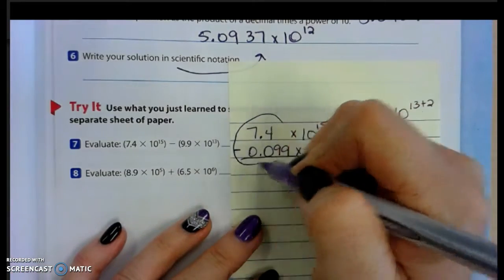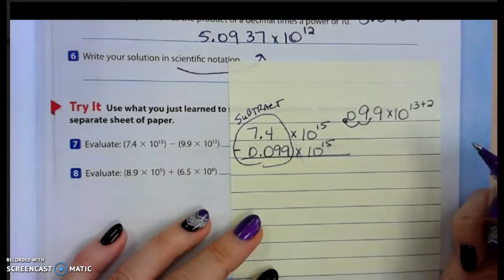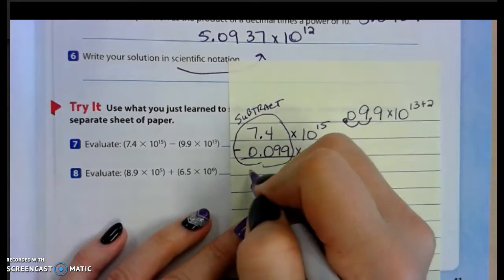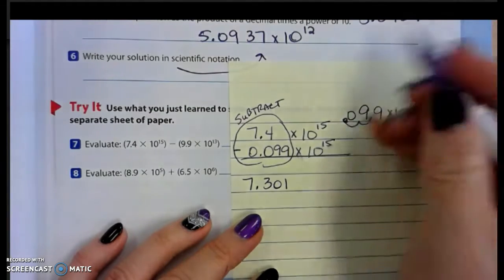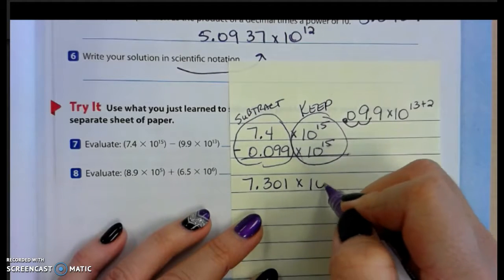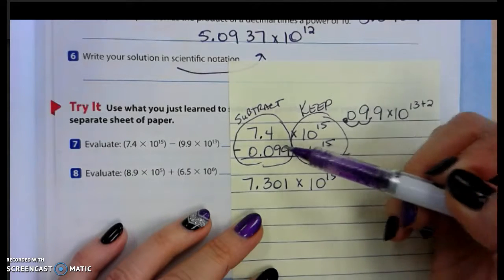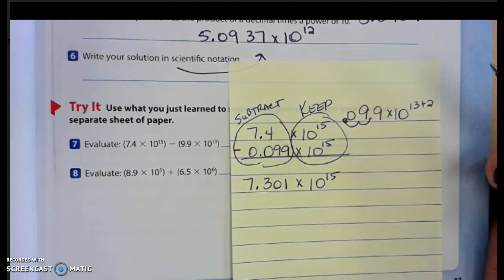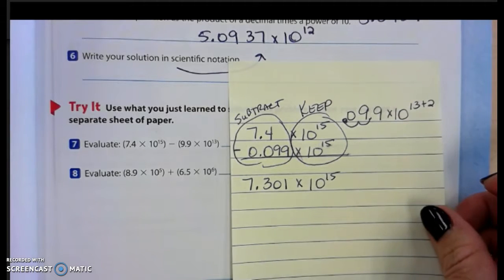You've got 2 steps at this point. You're going to subtract the constant. 7.4 minus 0.099 gives us 7.301. And on the base 10s, we keep them the same, times 10 to the 15. We combine our constants, we keep the base 10. Our answer is 7.301 times 10 to the 15. Everybody got it written down?